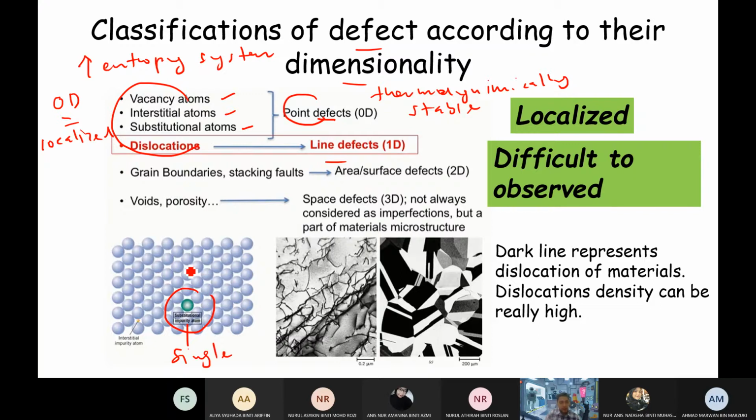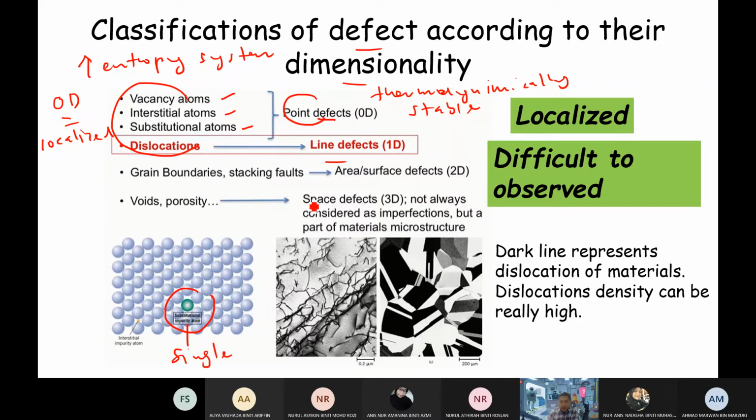Dia melibatkan cuma satu saja atom, okay, single atom. So the deformation of the crystal around them is relatively small compared to a dislocation. In contrast, a dislocation involves a large movement of atoms.